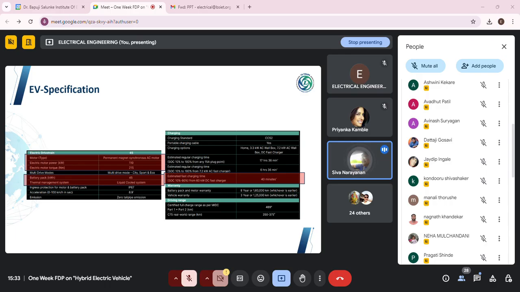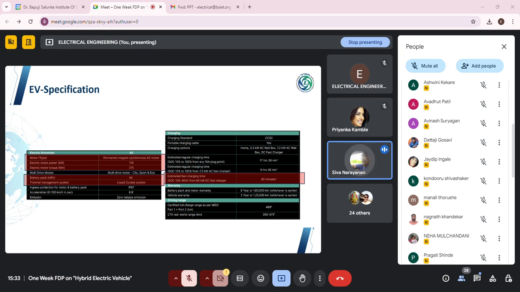Then the next is the thermal management system. What is the need for a thermal management system in an electric vehicle? You have a battery in your home, in your mobile, in small objects like a smartwatch or the headphones we are using. Everything has a battery. But why do you specifically have a thermal management system in the battery? It is done to improve the life of the battery.